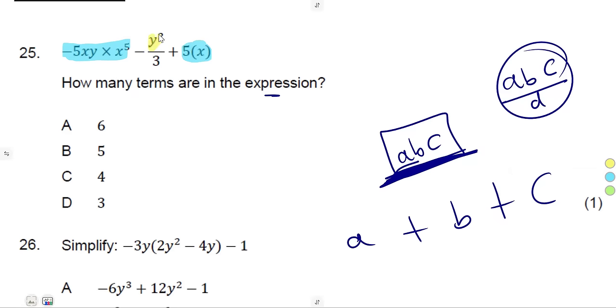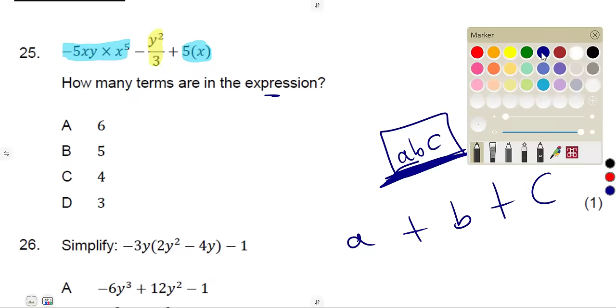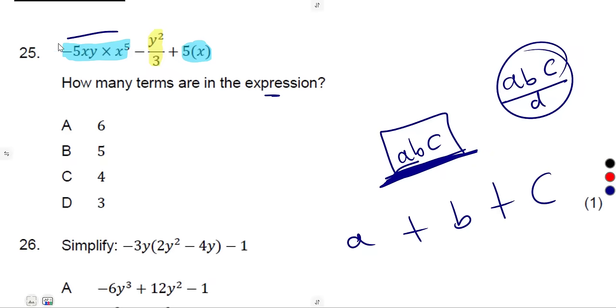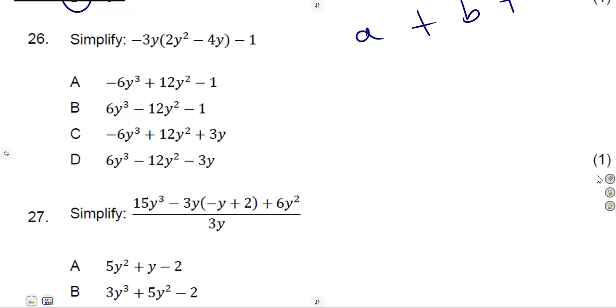Same as the y squared over 3, it's a single term. Terms are separated by the plus or minus. This whole thing to this whole thing is separated by a minus. This one by a plus. So these are the terms 1, 2, 3. There are 3 terms on D. Okay, just like that. Question number 26, simplify this.